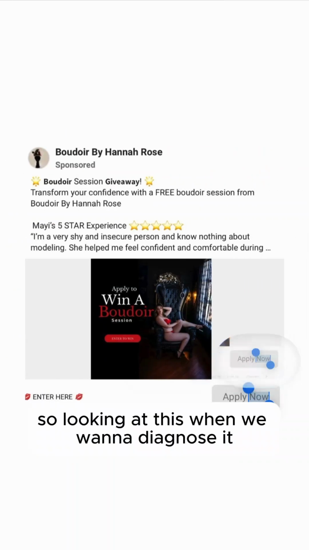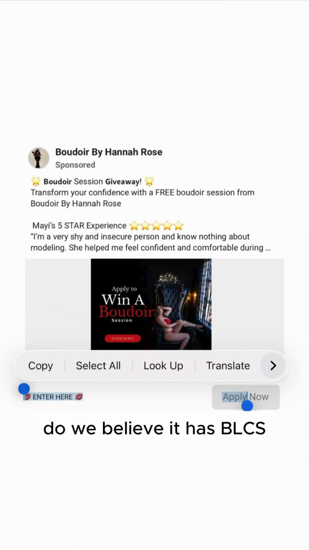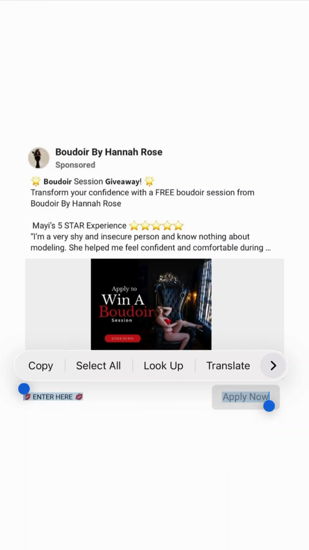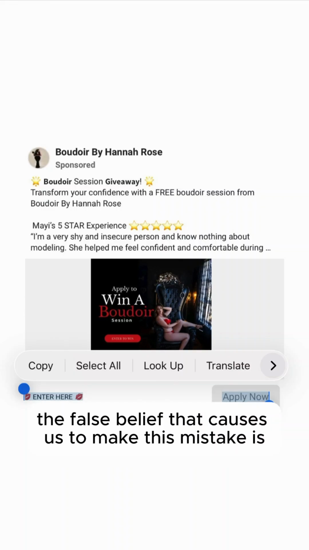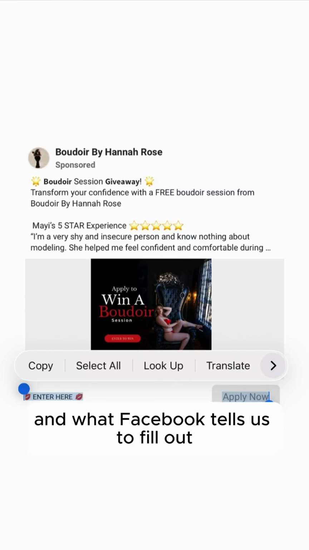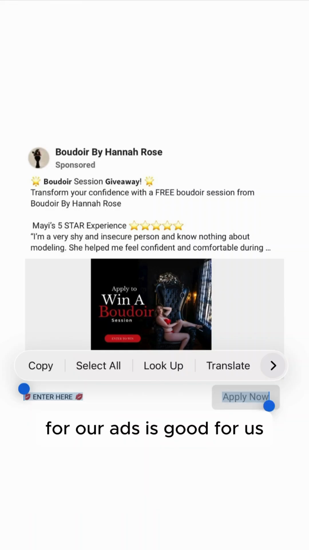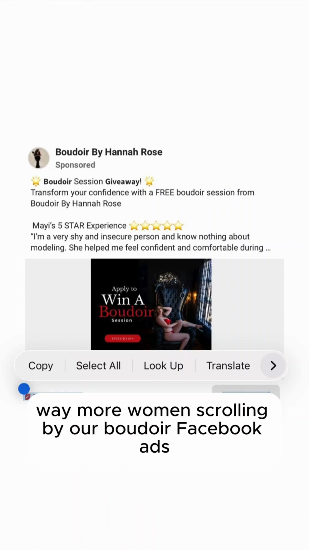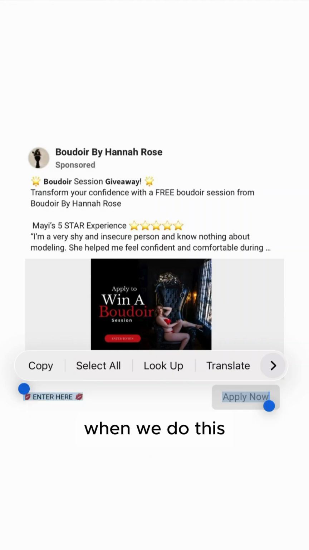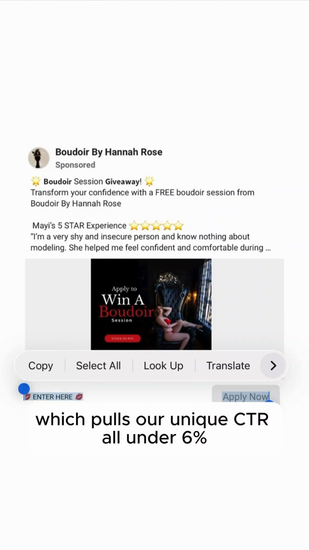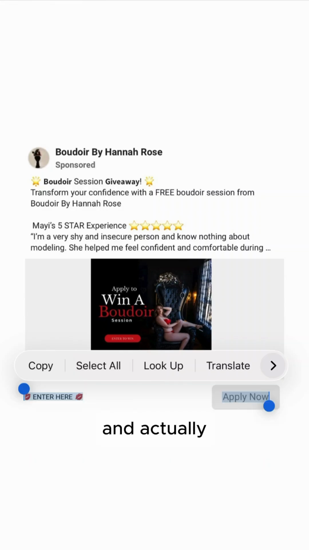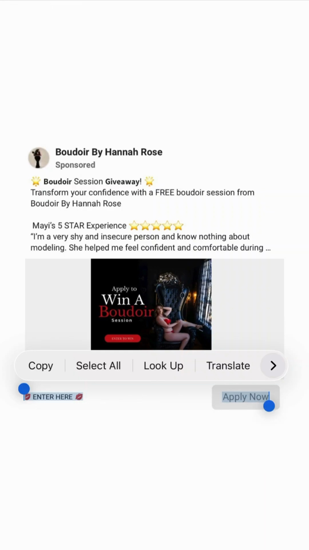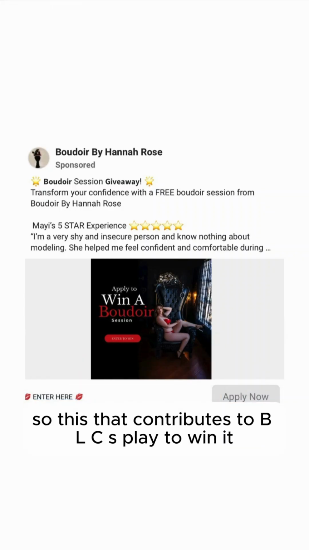So, looking at this one, we want to diagnose it. Do we believe it has BLCS, yes or no? All right, so we get the below creative cluster mistake here. The false belief that caused us to make this mistake is we believe trusting Facebook is good, and that what Facebook tells us to fill out for our ads is good for us, but in fact it's bad for us and good for Facebook. So the consequence of this, we're going to have way more women scrolling by our Boudoir Facebook ads, which pulls our unique CTR under 6% and actually allows Facebook to serve more ads per unit time, making Facebook more money per unit time. So that contributes to BLCS.